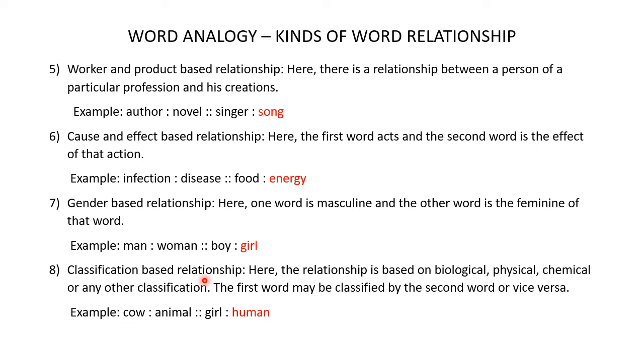Classification based relationship. Here, the relationship is based on biological, physical, chemical, or any other classification. The first word may be classified by the second word or vice versa. For example, cow is an animal. Similarly, girl is a human.